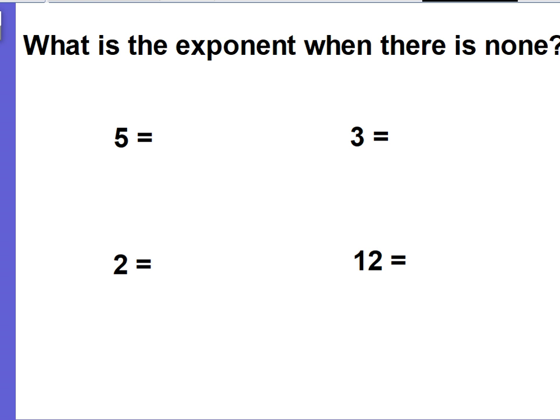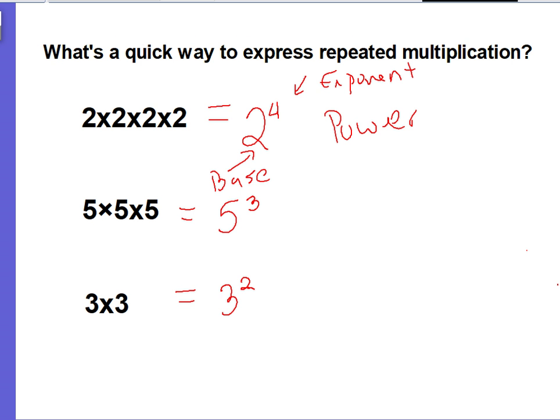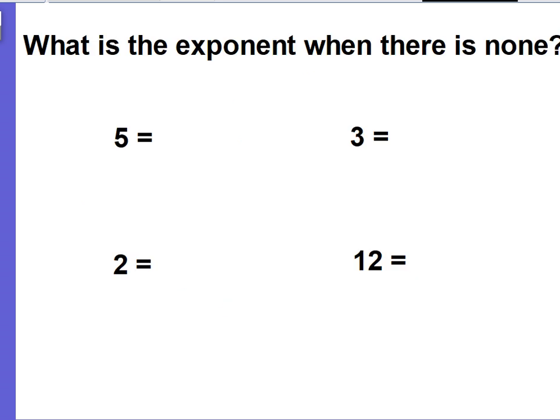So what is the exponent when there is none? So I have a 5 here. Well, if you look back at all these other examples, we saw that 2 to the 4th meant 2 times 2 times 2 times 2, 4 2's being multiplied. 5 to the 3rd means 5 times 5 times 5, 3 5s all being multiplied together. 3 to the 2nd meant 3 times 3, 2 3's being multiplied together. So when there is no exponent, all that means is that there's only one 5 there.